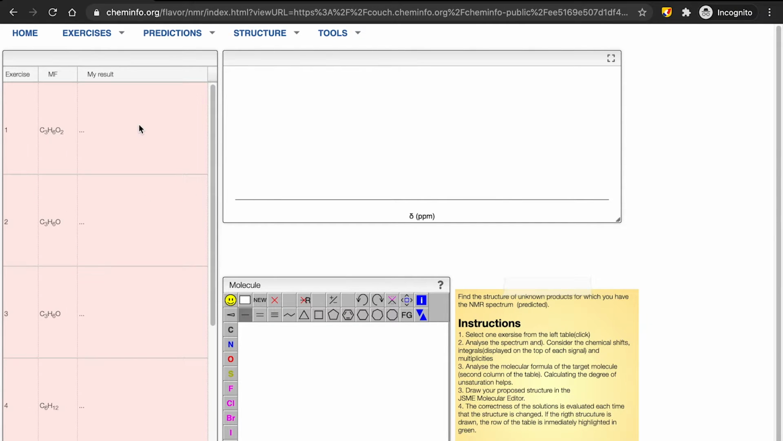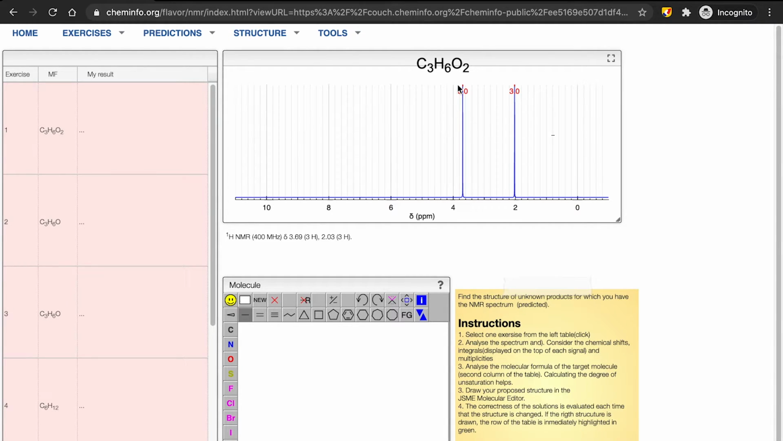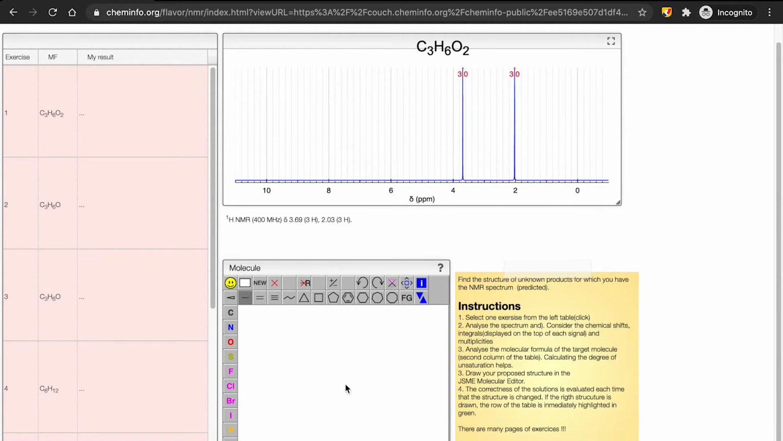Okay, now that the website's loaded, you can see that there are various exercises here, 1 through 7, and there's actually more if you go back to the previous screen. But the goal of these exercises is to take this molecular formula, and if you click on it, it will generate the spectra, and you're going to try to figure out what the structure of these molecules are based on this spectra. And you will basically draw the organic compound in this box here, and that will help you decipher the structure, the spectra.